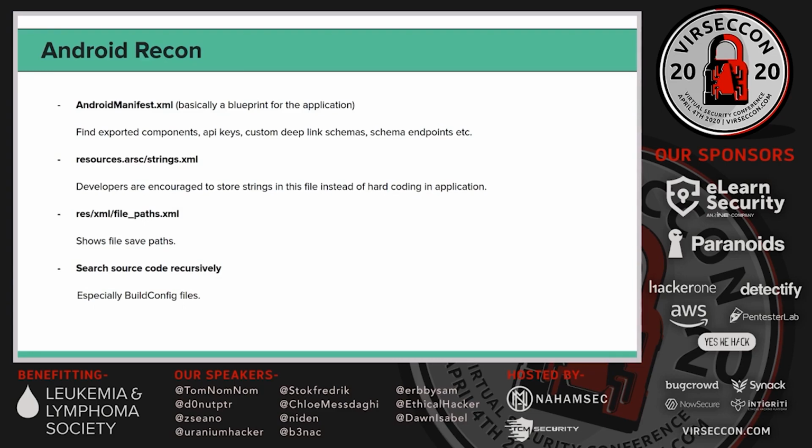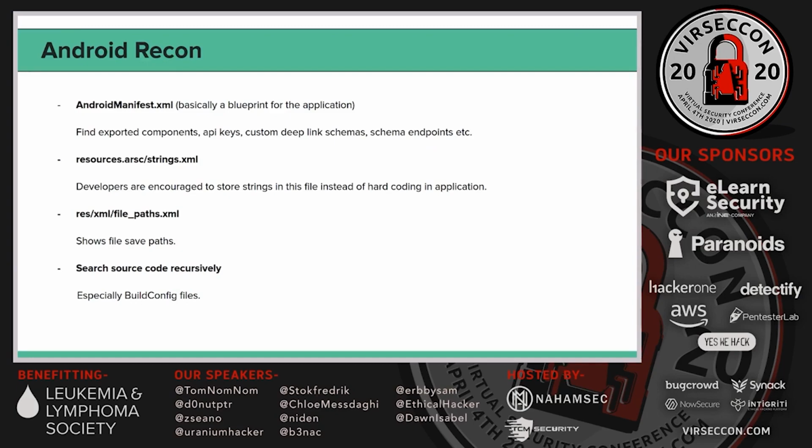Secondly, I'll check strings.xml. Developers are encouraged to store strings as references here instead of in the source code. Doesn't mean they don't still do it, so there's a high probability to find API keys here. FilePath.xml will show you if there are files being saved to public directories that shouldn't be. I will touch more on that later.